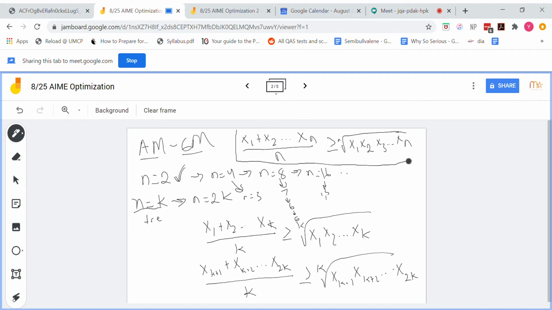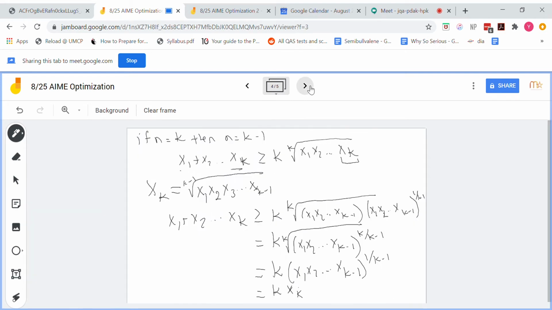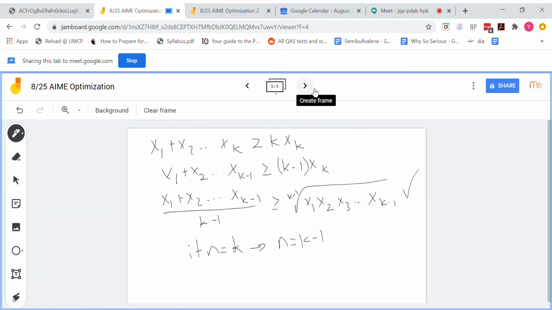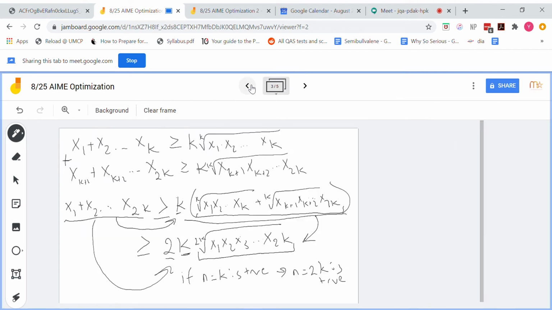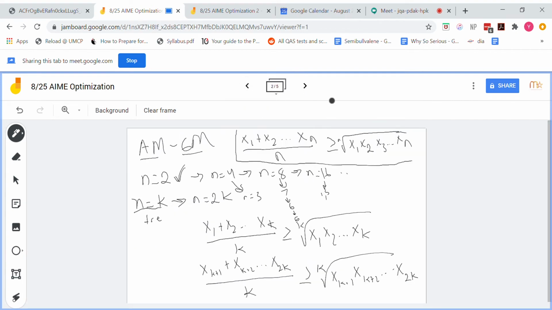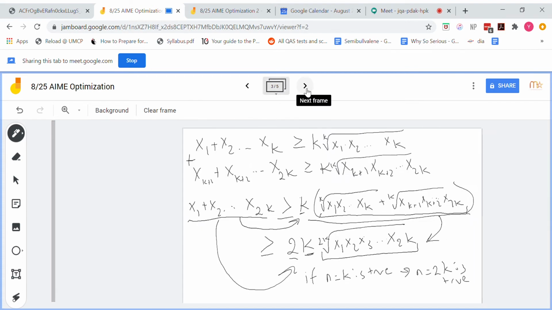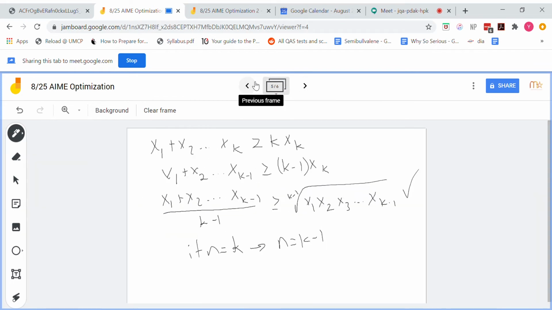But it's important to remember that this only holds when the terms are all non-negative. If a single one of those is negative, the AM-GM inequality no longer holds. And one more thing to note is, what is the equality case? So this is greater than or equal to, but when is it equal to? Well, it's pretty easy. It's simply when x1 equals x2 equals x3 equals xn. So it's simply when all of them are equal.